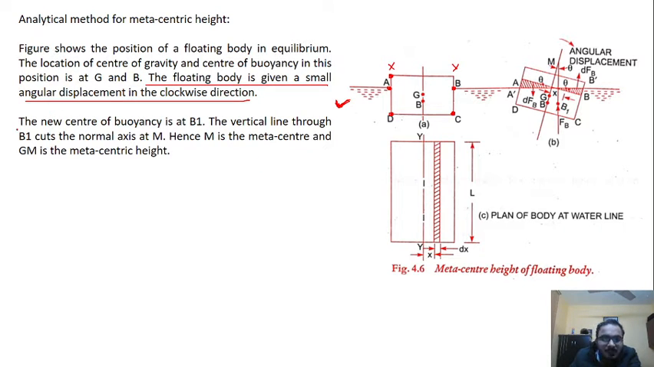Now as we have already seen in our previous slide, the new center of buoyancy is B1, that is over here. The vertical line through B1 cuts the normal axis at M, that is over here. Hence M is the metacenter and GM is the metacentric height.